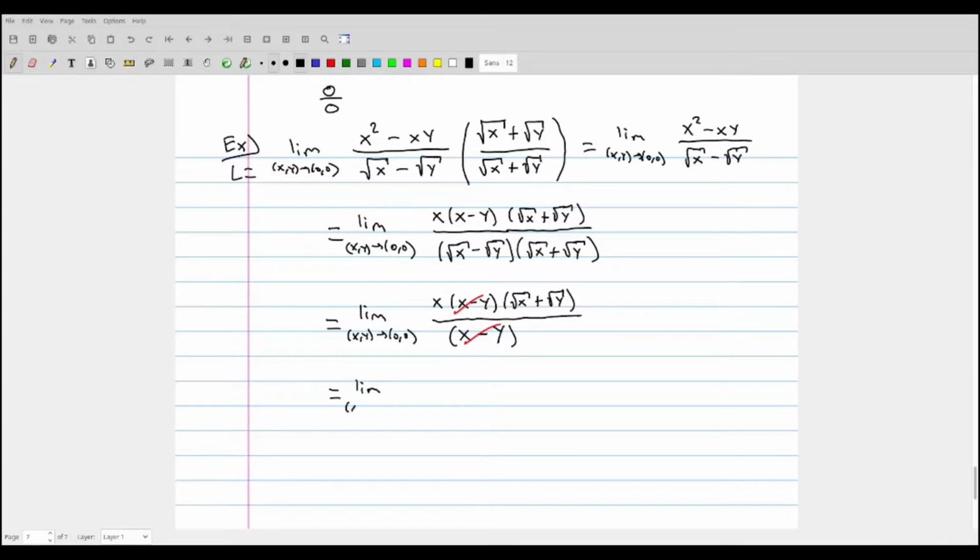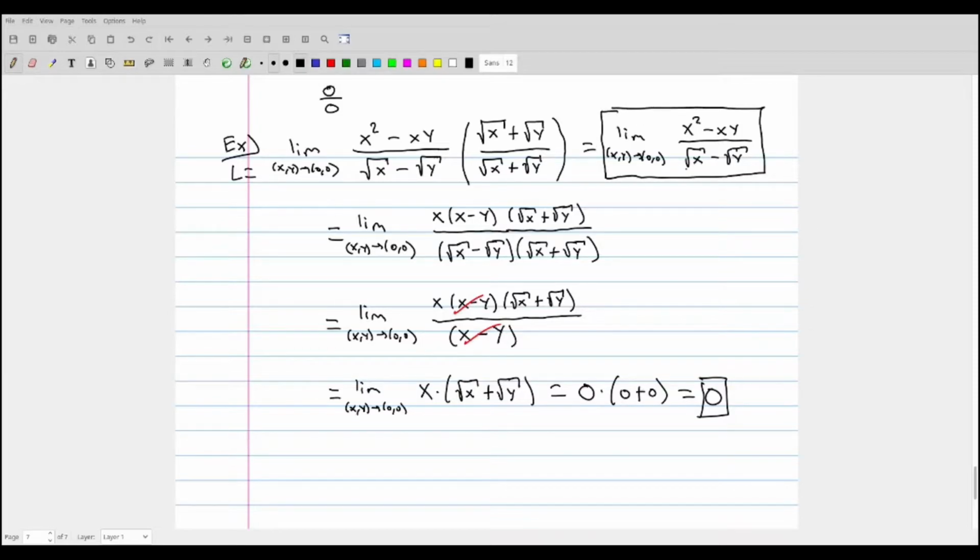This is the same thing as the limit of x times the square root of x plus the square root of y, which is just equal to, from our limit laws, now we can apply the product limit law, and then the sum limit law, and then the power limit, or the root limit law, to get that this is going to be the same thing as 0 times 0 plus 0, or 0. So we've effectively determined that the limit of this function is in fact equal to 0.